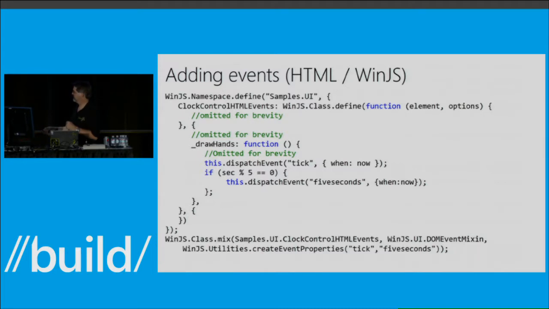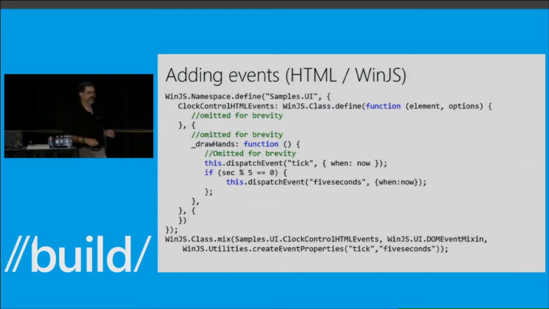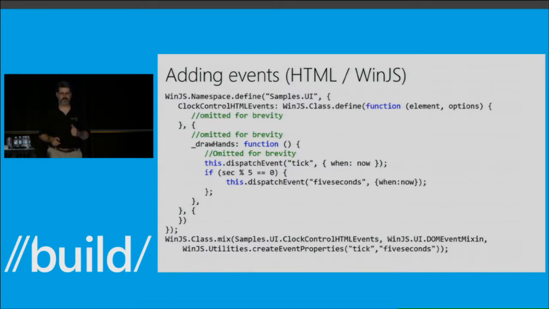So here's the first parameter to the mix function, the thing you are wanting to extend the properties to. In this case, it's our events class. I then mix in the DOM event mixin. That enables it to have events. And then we specify the event properties. And here I just have the tick and the 5 seconds events.